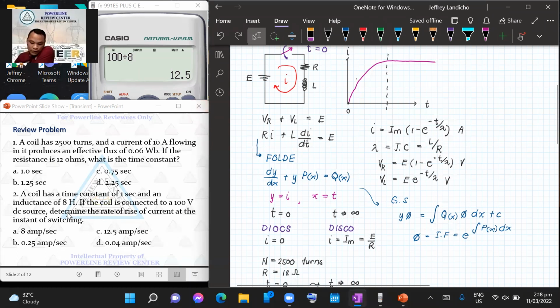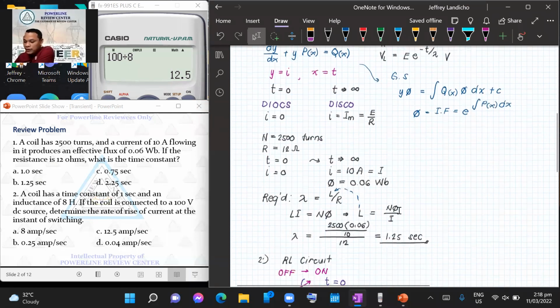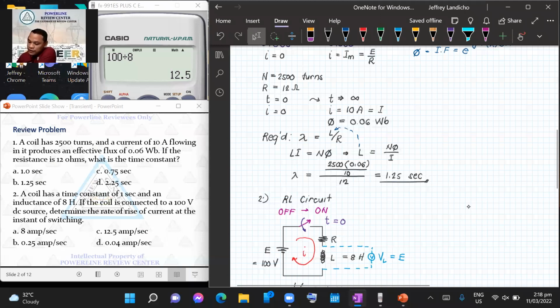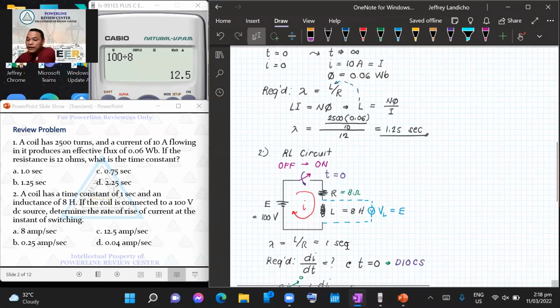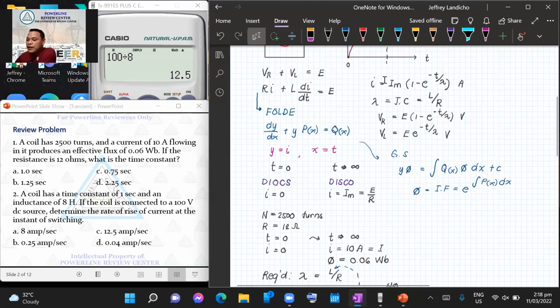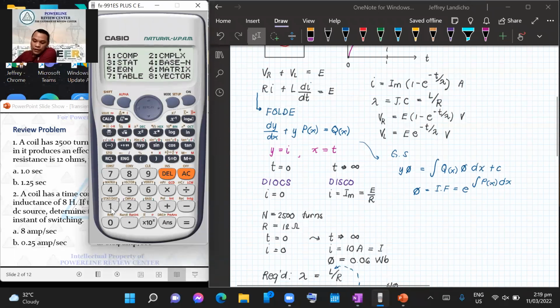Okay. Ano yung ating E? 100 volts. Ano yung time constant? 1. Di ba ang time constant natin is L over R. So kung 1 ito, ano resistance ng circuit? So this resistance is also 1, 8 ohms. Tama ba? Since ang time constant is simply 1. Kaya kung hindi mo nakita yung analysis na yun, di over dt, so pwede mong i-differentiate ito. So pwede natin puntahan yung derivative functions ng calculator mo.